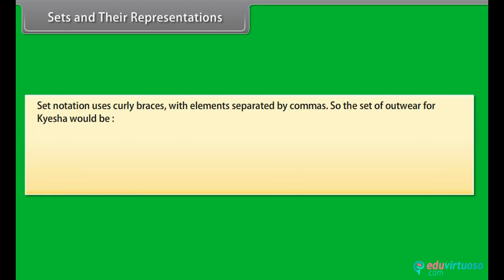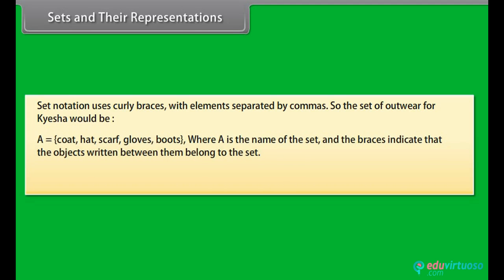So, the set of outwear for Kesha would be A = {coat, hat, scarf, gloves, boots}, where A is the name of the set and the braces indicate that the objects written between them belong to the set. Thus, a set is defined as a collection of distinct objects.